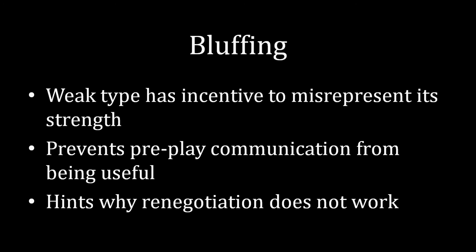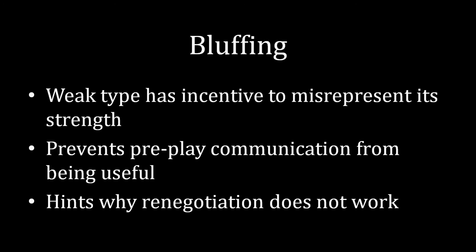And so as a result, Albert doesn't learn anything new, and we're still stuck in that same situation where Albert makes an aggressive offer, which sometimes is going to be accepted. It'll be accepted specifically by the weak type, but then other times it will be rejected by the strong type, and we'll see an inefficient outcome. And I'm going to get to this a little bit heavier later on in this unit on uncertainty. I'm going to talk about what has to be true in just about all of these sorts of bargaining games. But for now, this incentive to misrepresent actually hints at why renegotiation does not work.